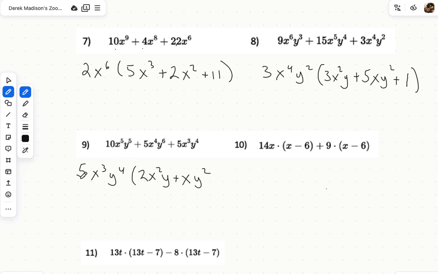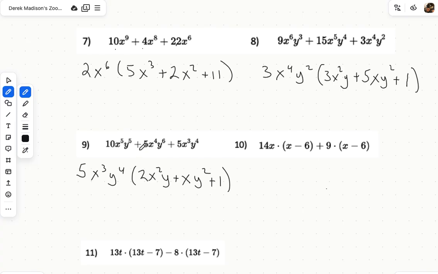And then for this one, we got the 5 and the x cubed, and the y to the 4th. And so again, this is the exact same thing. So I would just have a plus 1 there, so that when I distribute, that term comes back.